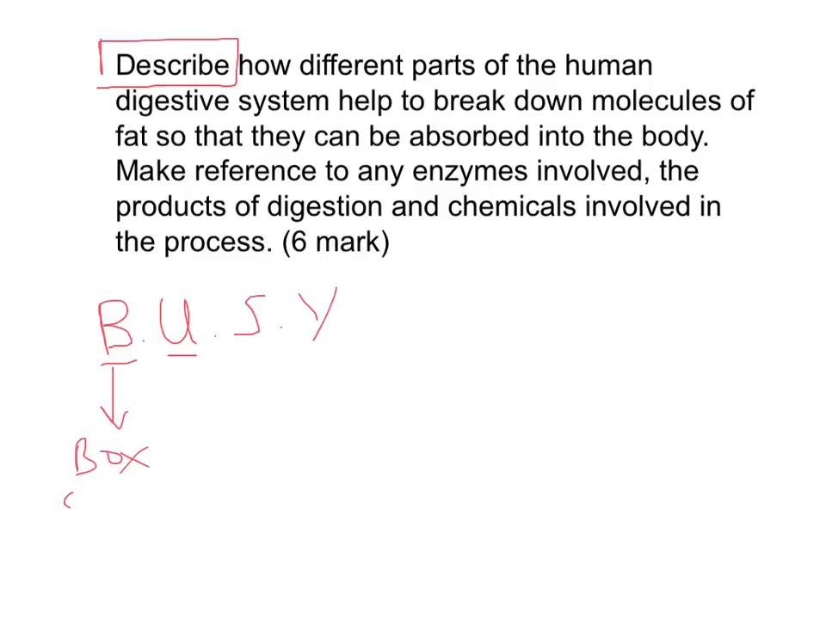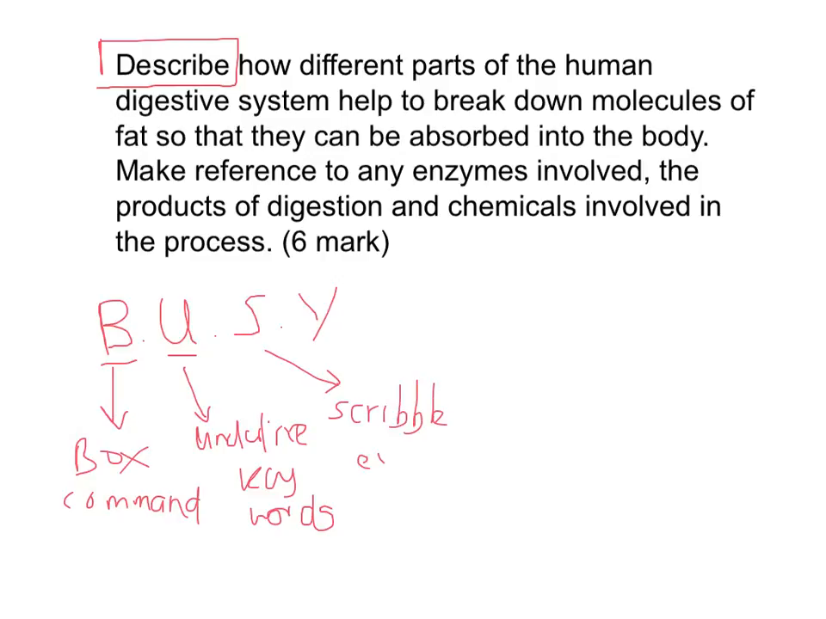So we've boxed, we now need to underline keywords. So box the command, we're then going to underline keywords. And then scribble the extra vocab to get started. So let's think about this. So we've got digestive system, we've got fat, okay, we've got absorbed, we've got enzymes, we want the products of digestion and chemicals involved.